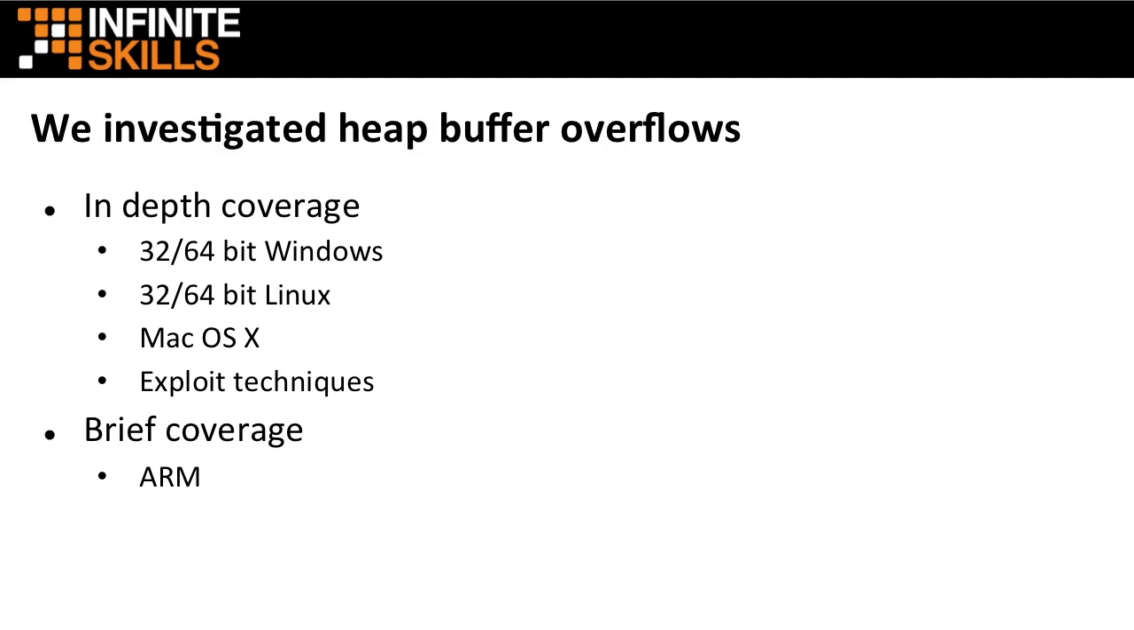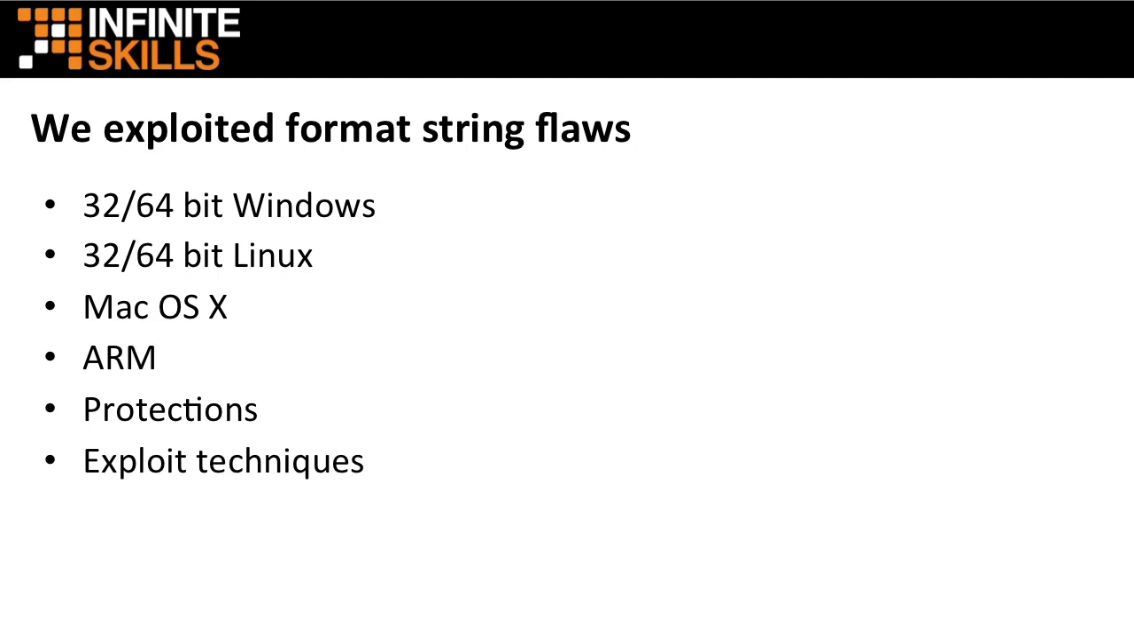We also talked about heap buffer overflows. We went into great depths on Windows and Linux again, and we showed you how you could exploit those heap buffer overflows and how Windows, Linux, and Mac all use different ways of keeping track of the heap and what's been allocated from it. So we talked about how the exploit techniques vary. We also touched on the ARM platform, and we talked about format string flaws.